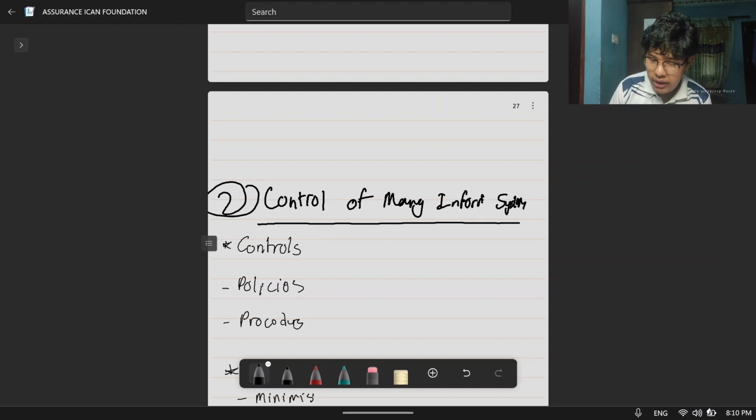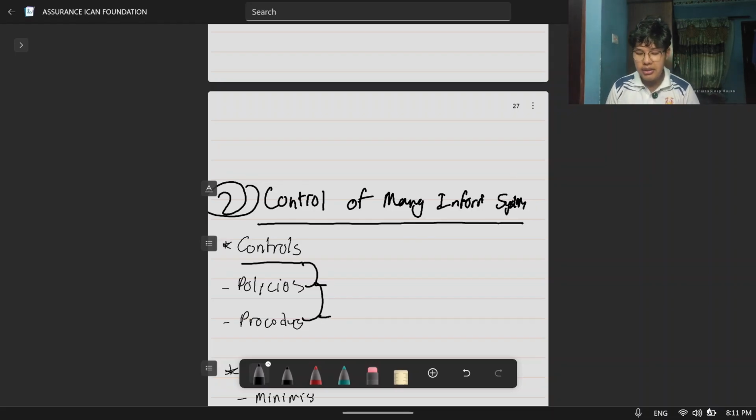And then we have got control of management information system. First one, control. So what is control? Controls are the policies and procedures set to ensure the effective achievement of management's objective. And then what is policy? Policies are the set out rules and regulations that determine what to do and what not to do.